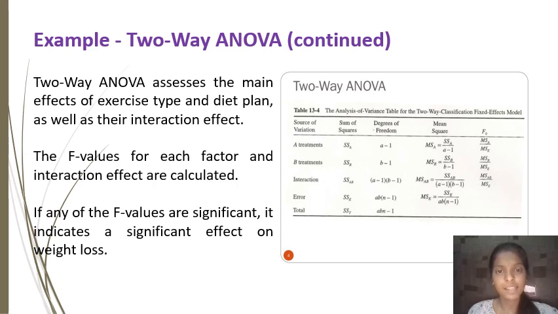Two-way ANOVA assesses the main effect of the exercise type and the diet plan as well as their interaction effect. The F values for each factor and the interaction effect are calculated. If any of the F values are significant, it indicates a significant effect on the weight loss. And this is a table of how the two-way ANOVA is laid out: source of variation, sum of squares, degrees of freedom, mean square and the F naught.